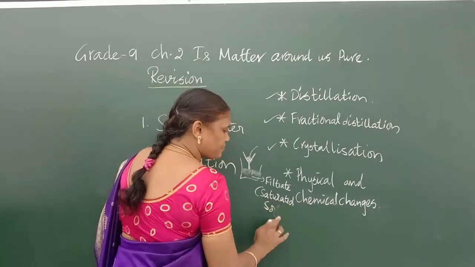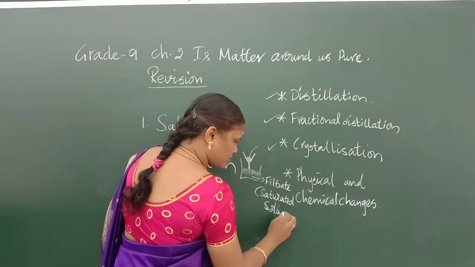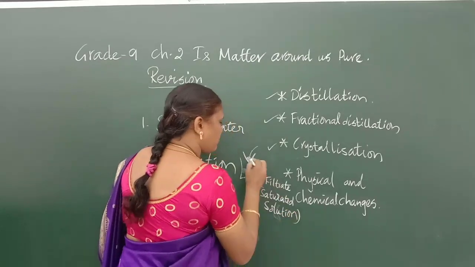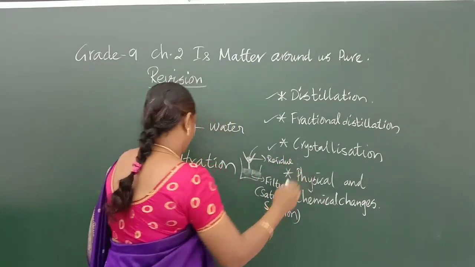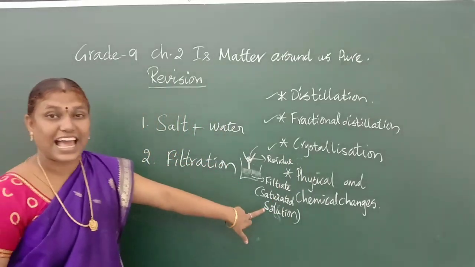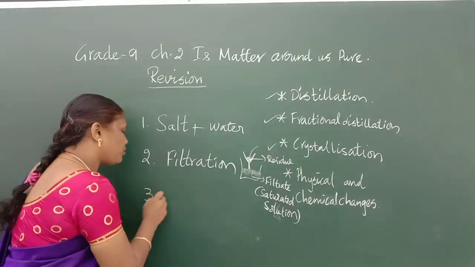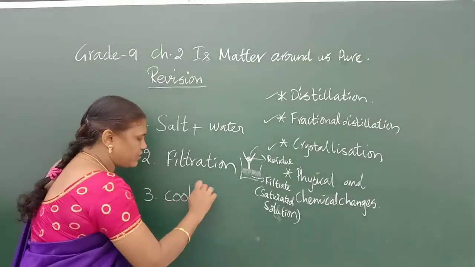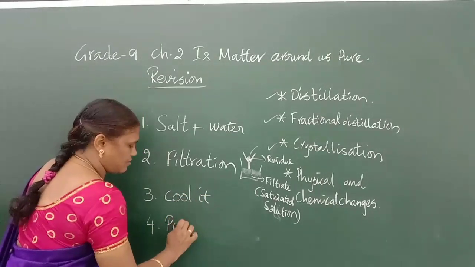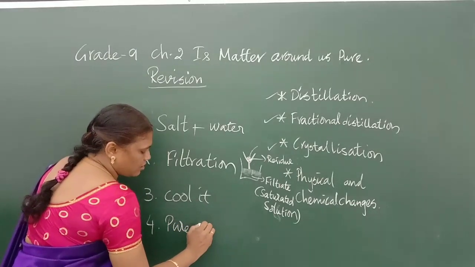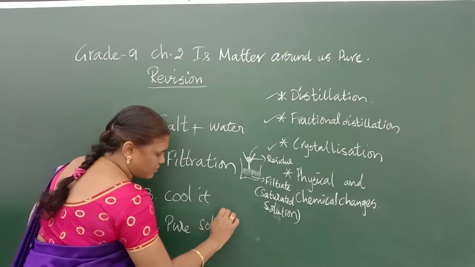Free from impurities. The impurities that settle here are called residue. So after filtration you will be getting saturated solution, then you have to cool it. If you cool it, you will get the pure form of crystals. Pure solid crystals you will get.